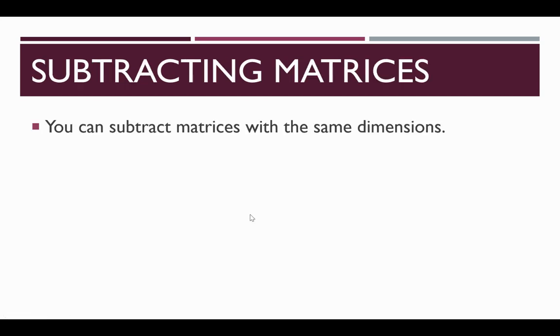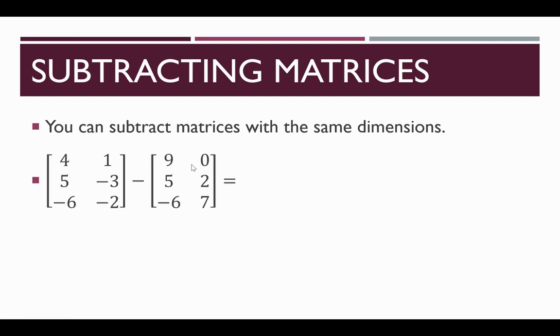Subtraction in matrices, similar kind of concept. Again, same dimensions. They have to be the same dimensions. So these two here, rows and columns, we have 3 rows, 2 columns. So these are 3 by 2s. In this instance, we're going to take 4 minus 9 will give us -5. 1 minus 0 will give us 1.